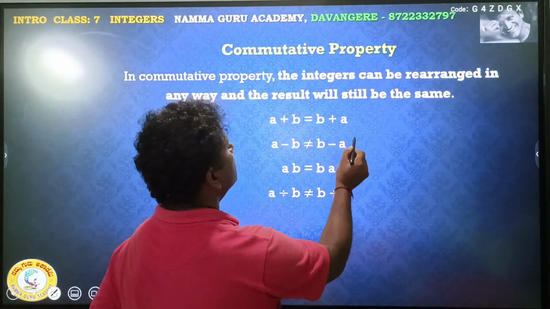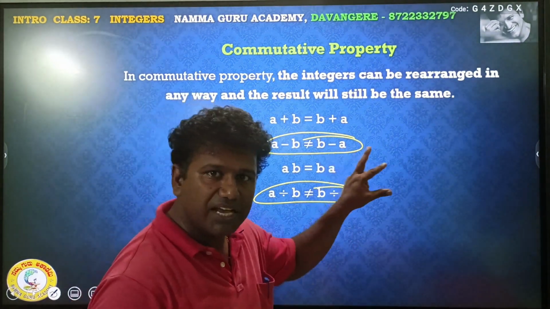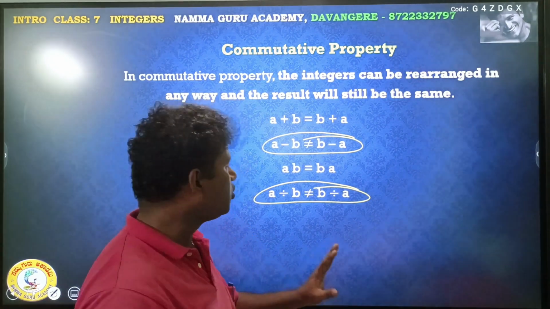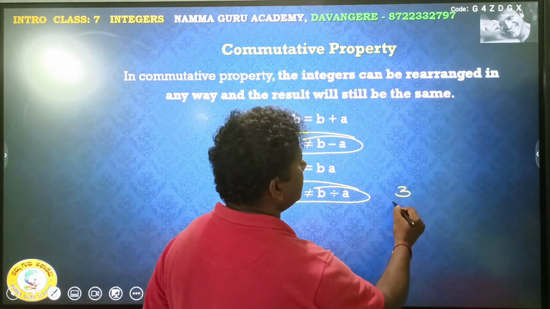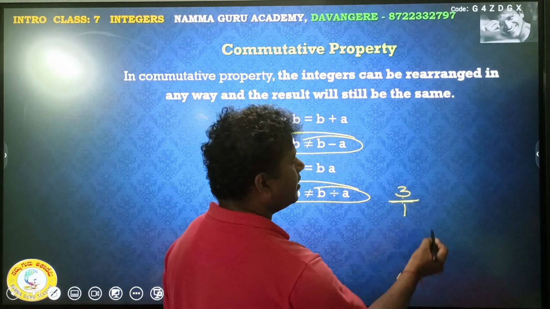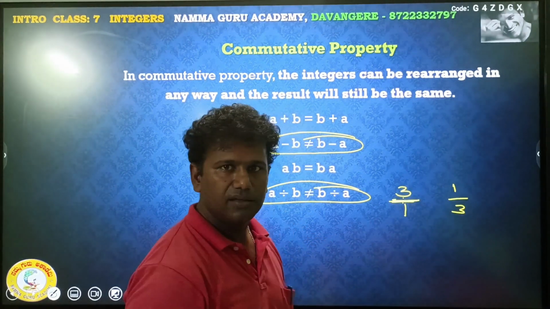But you should not do the same in subtraction and division, because if you change the order and do the subtraction or division, the answer will be wrong. So we should not do it. Okay, now take this example. 3 by 1, or 3 divided by 1. Now, can it be equal to 1 divided by 3?